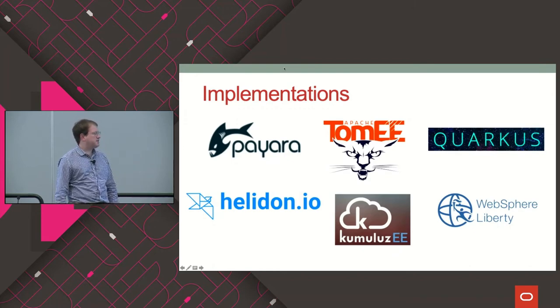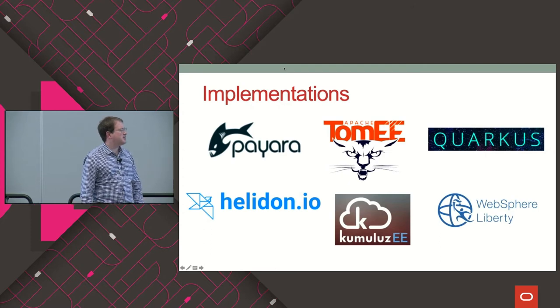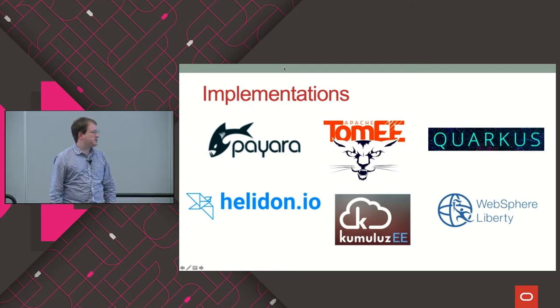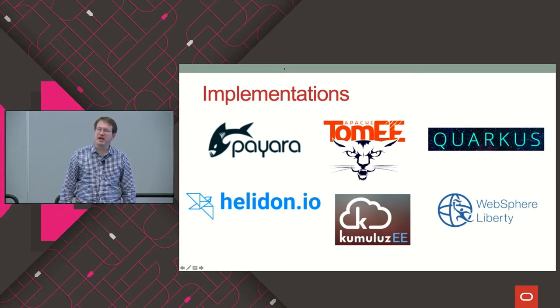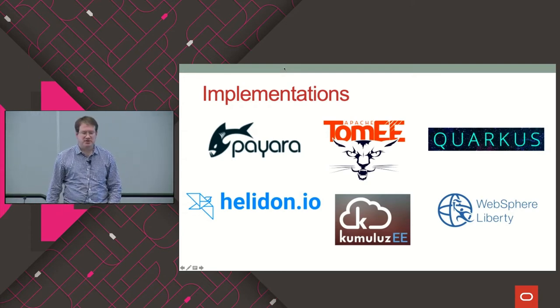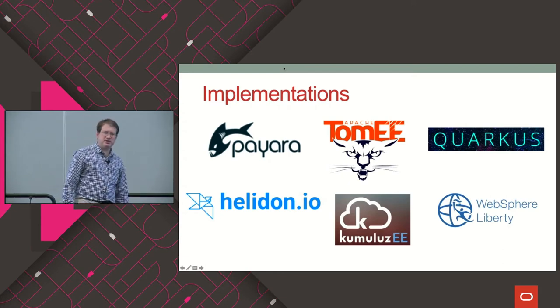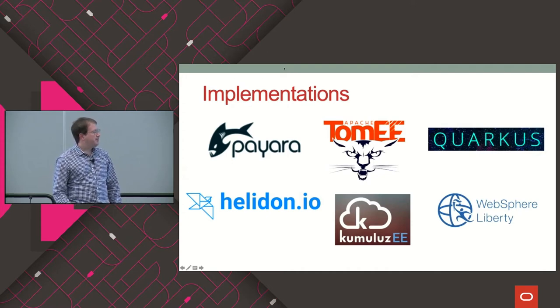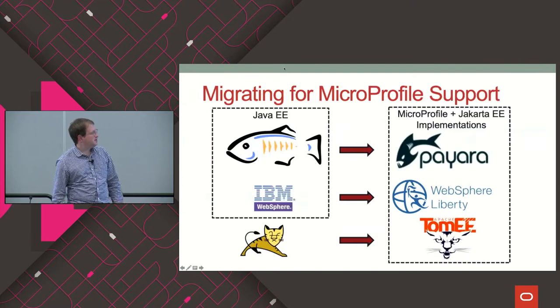Helidon, if I'm pronouncing that right, is from Oracle. The one that begins with a K, which escapes me on how to pronounce it, that's another pure MicroProfile implementation. And also WebSphere Liberty, which has been extremely active in developing MicroProfile stuff. So all of these are implementations of MicroProfile. I also heard, I haven't updated the slide yet, WildFly, I believe, has early access of MicroProfile 3 coming out, as I heard the other day.